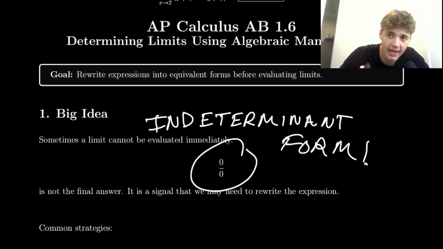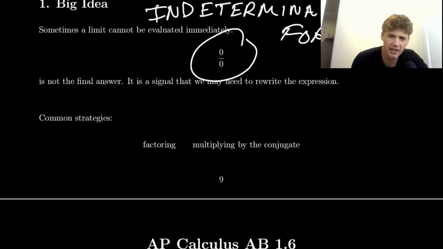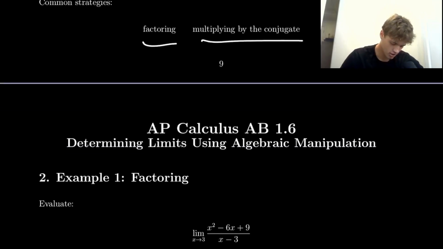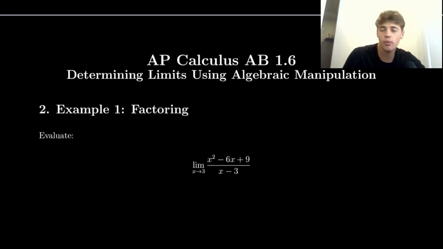We don't know yet. We are going to have to do some more manipulation to figure out what the limit is. But luckily, we do have techniques for it. The two big techniques, the common strategies we use to get past this nasty 0 over 0, are factoring and multiplying by the conjugate. So let's go ahead and look at one where we factor.